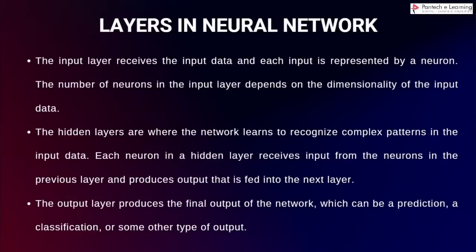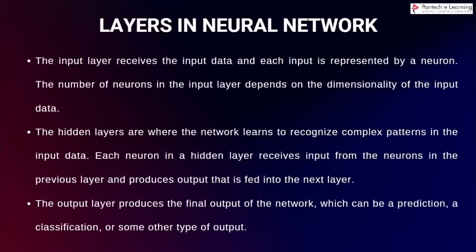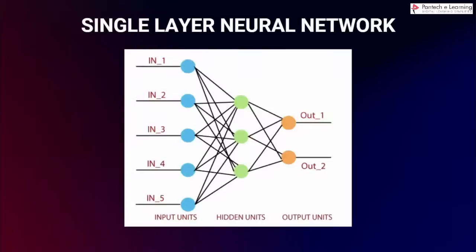So here you won't be giving any patterns. It will try to recognize them on its own by passing the data forward and backward through the hidden layers. A hidden layer receives input from the neurons in the previous layer and produces output for the next layer. You can have multiple hidden layers, that's up to your wish. Your input or the output can increase based on the layers. And the output layer finally produces the final output of the network, which can be a prediction or classification or any type of output.